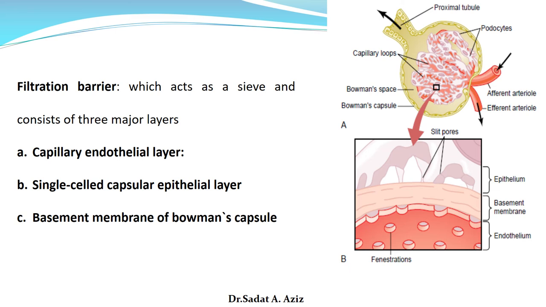Then we said the glomerular filtration can be affected by two main factors. The first one was the filtration pressure. We just explained this. And now what we have here is the filtration barrier.